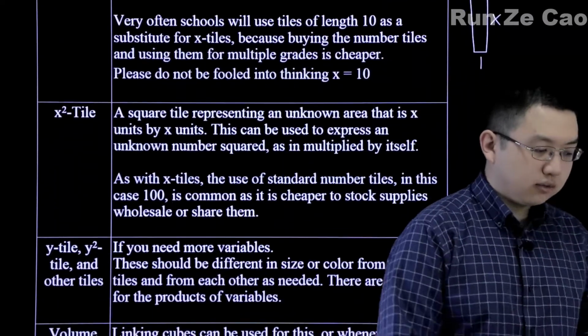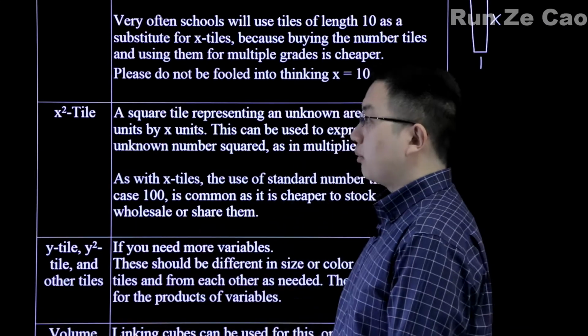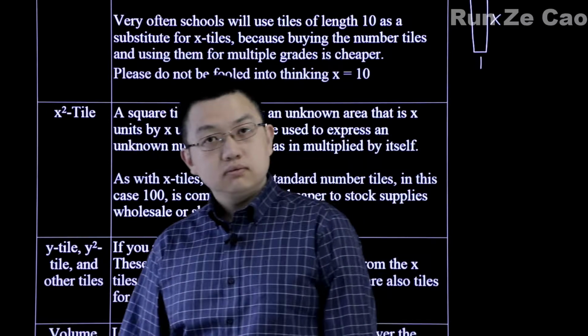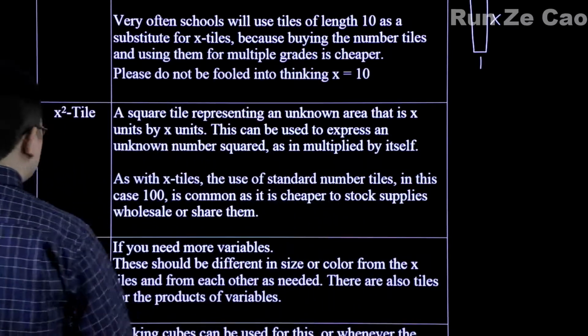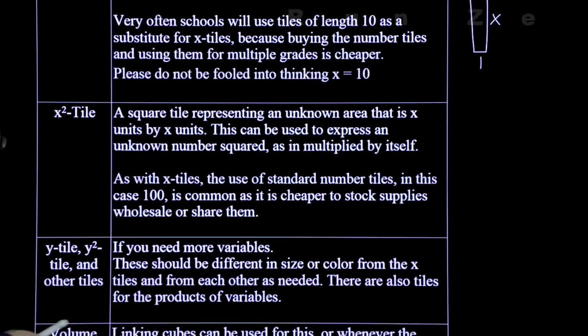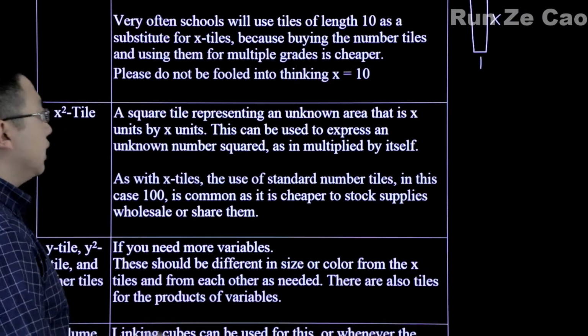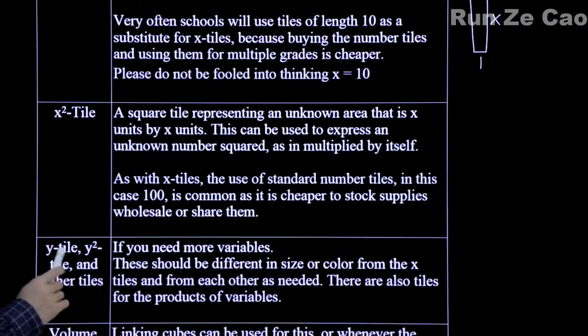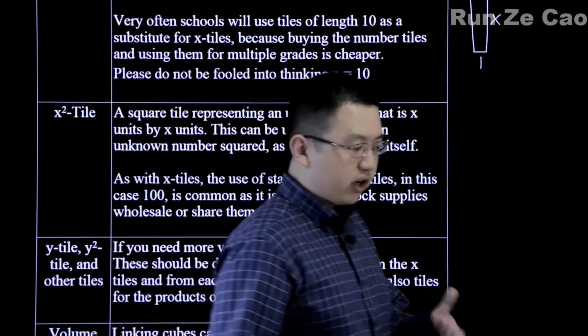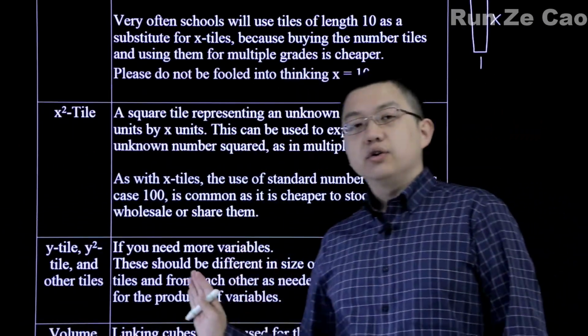Because that really gets in the way when you start doing X squared, because X squared is always going to be 0 or larger, so strictly non-negative. This is an unknown area. It is X units by X units. Now, this is the unknown squared. There are also Y squared and maybe Z squared tiles that you can work with, especially in, say, geometry software, but we aren't going to use those for now.